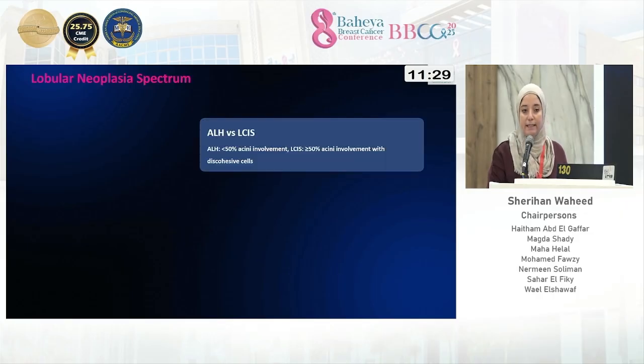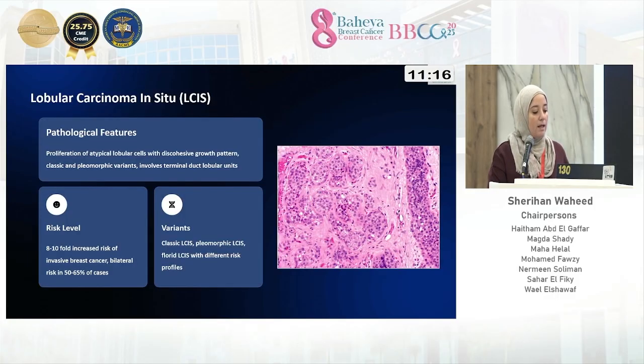Moving on to the second lesion, we have the lobular neoplasia spectrum, which includes atypical lobular hyperplasia and lobular carcinoma in situ. Pathologically, they are differentiated by the percentage of acinar involvement. They have an 8 to 10-fold increased risk of invasive breast cancer and bilaterality in up to 60% of the cases.